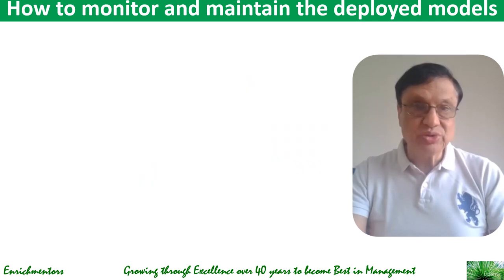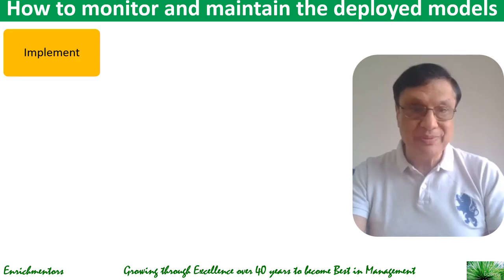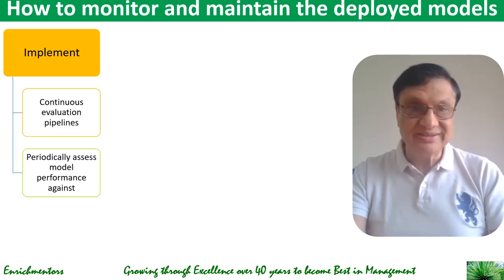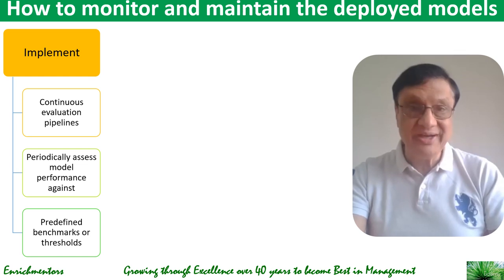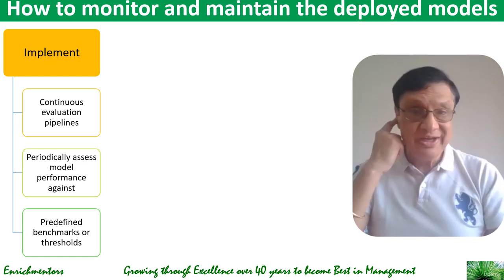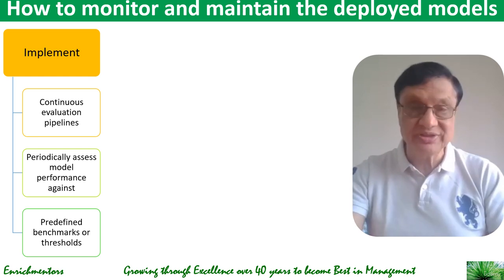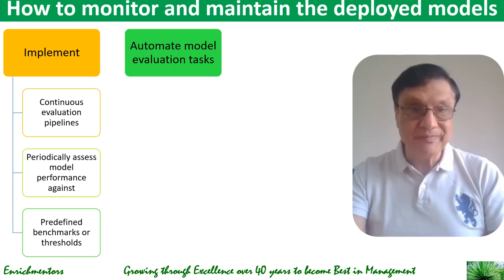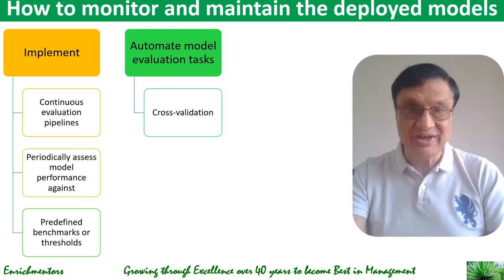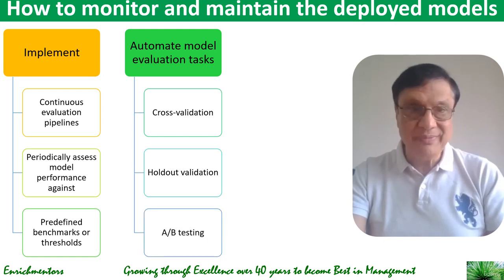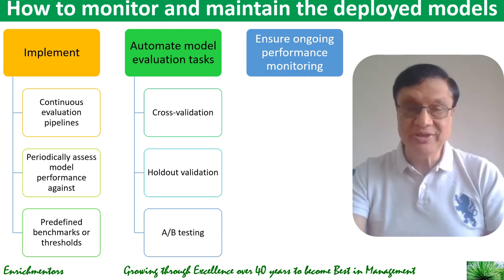Then you need to do a continuous evaluation. You need to implement continuous evaluation pipeline to periodically assess model performance against predefined benchmarks or thresholds. Remember, in evaluation, we talked about these thresholds and benchmarks and against the KPIs. So you need to measure against that. Then you can also automate the model evaluation tasks such as cross validation, holdout validation, or A/B testing. And basically, this all can help you ensure ongoing performance monitoring of your deployed model.